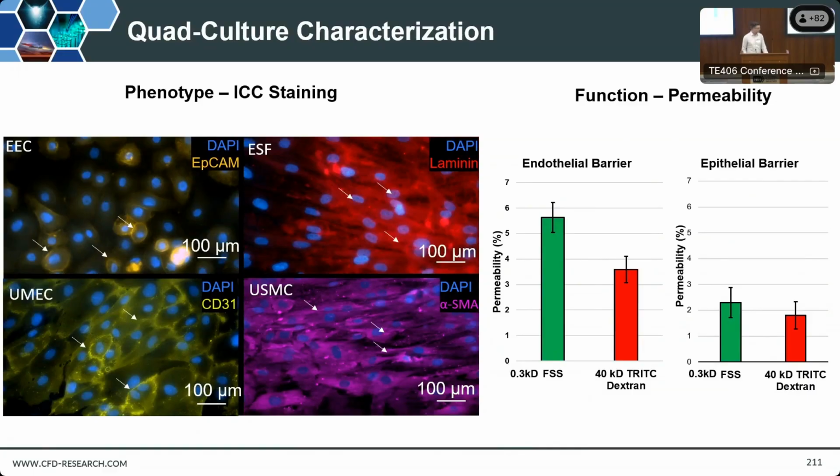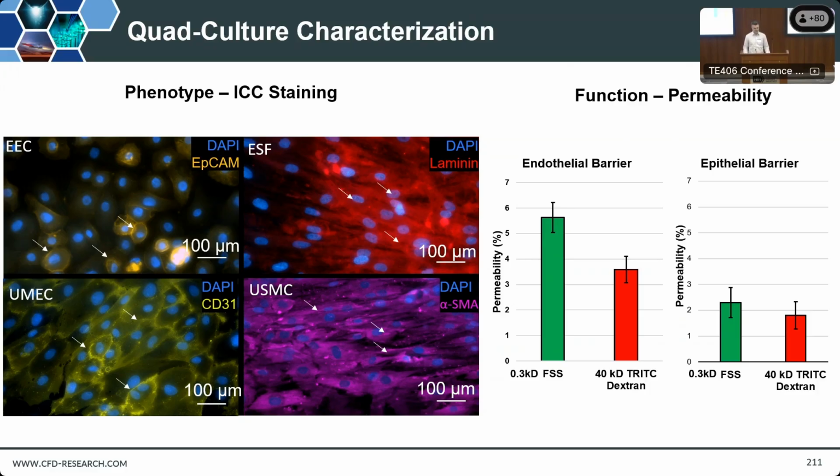So on the epithelium, we've got EpCAM, which is an important cell adhesion molecule. In the stromal fibroblasts, we have laminin, which is a basement membrane secretion. In the endothelium, we've got CD31, which is an important junctional protein. And in the smooth muscle cells, we have alpha smooth muscle actin, which gives us our cytoskeletal structure.